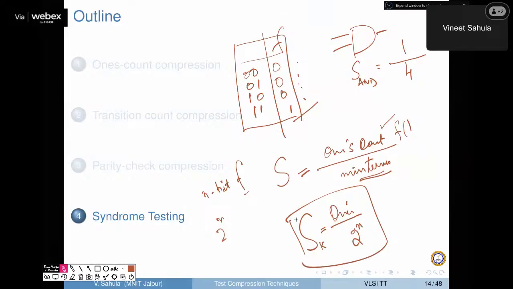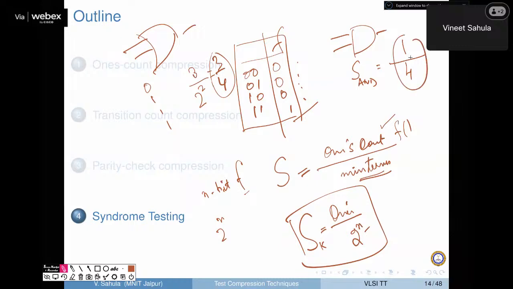For AND gate, syndrome is different. For OR gate, syndrome is different. For OR gate, the function would be 0, 1, 1, 1. So it has 3 ones, and the total number of minterms is 2 to the power n, which is 2 to the power 2, so 4. So this is 3 by 4. So for OR gate, the syndrome is 3 by 4. For AND gate, syndrome is 1 by 4. And similarly, you can count syndrome for XOR gate.